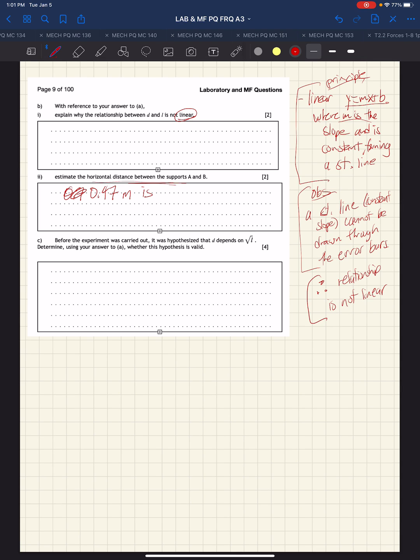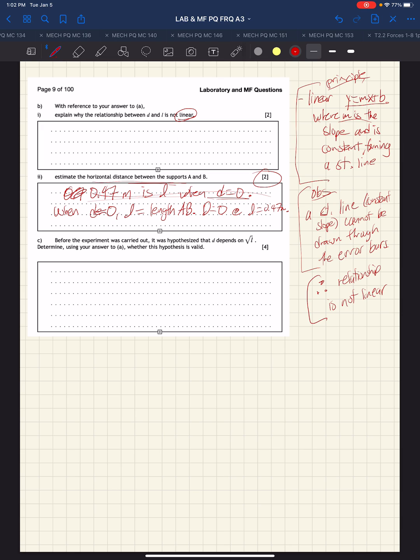0.47 meters is L when D equals 0. And so we might want to first start out saying that we're looking for when D equals 0, L is the length AB. And then from the graph, D equals 0 at L equals 0.47 meters. It's a 2-point question, so we've got to do more than just say the number.